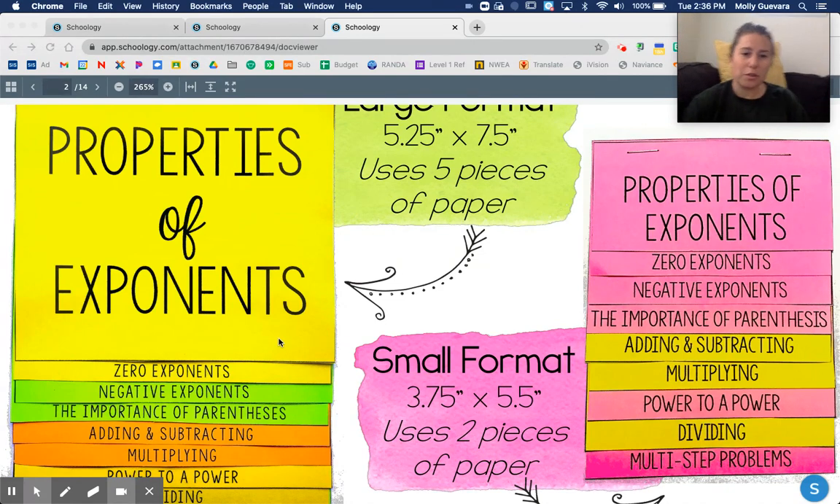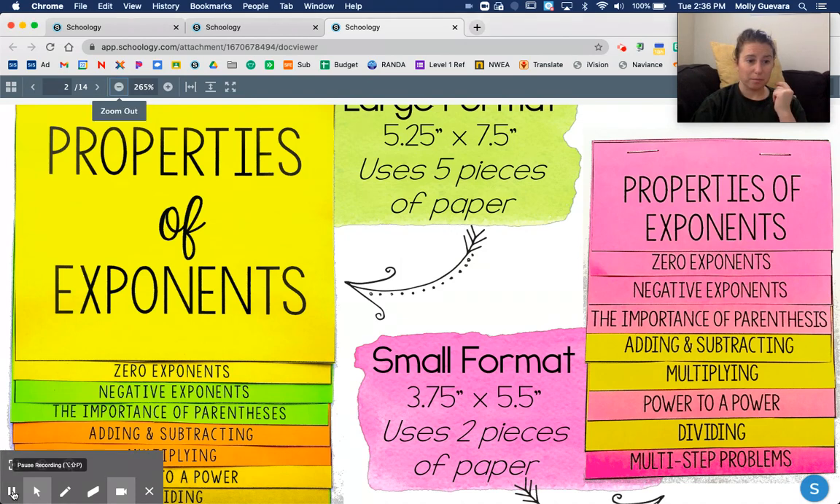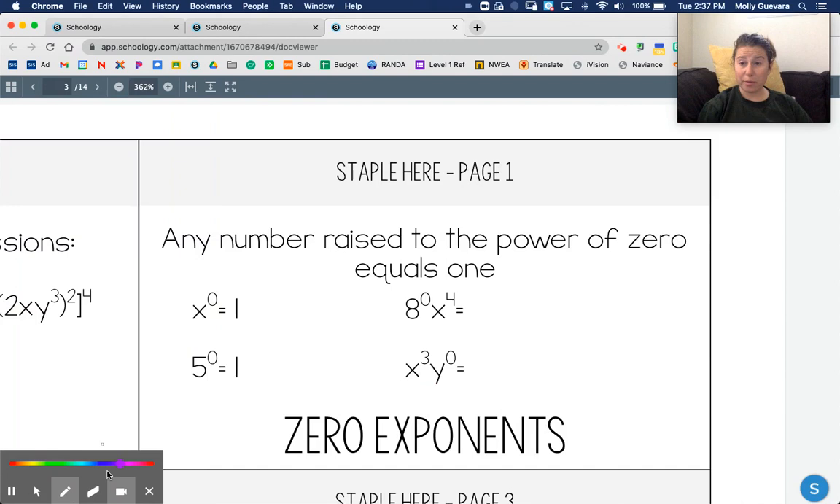Okay, so the first thing that we're going to do now is go down in this foldable, and we're going to go through and review all of the different properties of exponents. So the first page of the foldable is 0 exponents. So go ahead and go to that page. Okay, so the first thing that we're going to do is review 0 exponents.